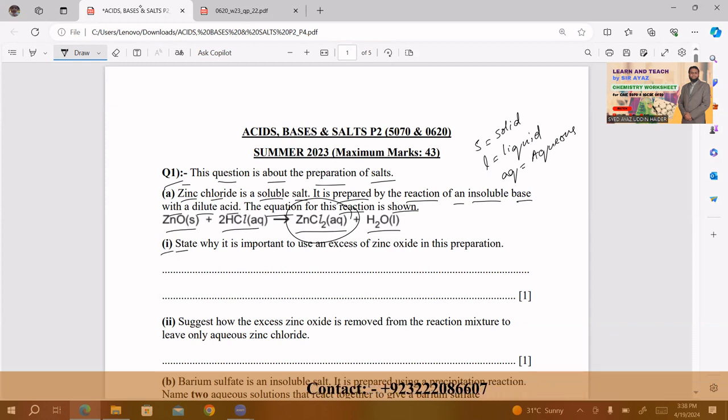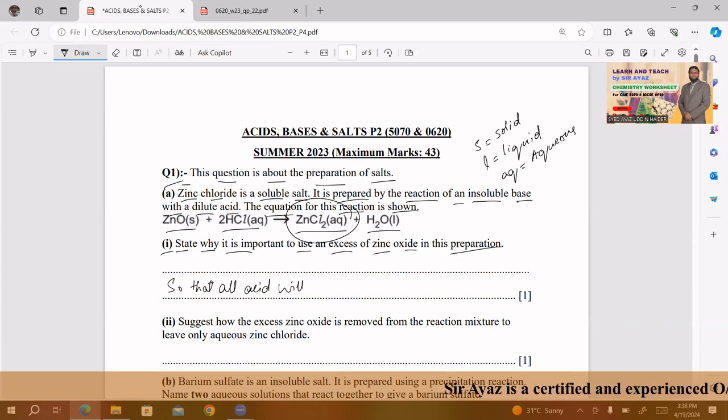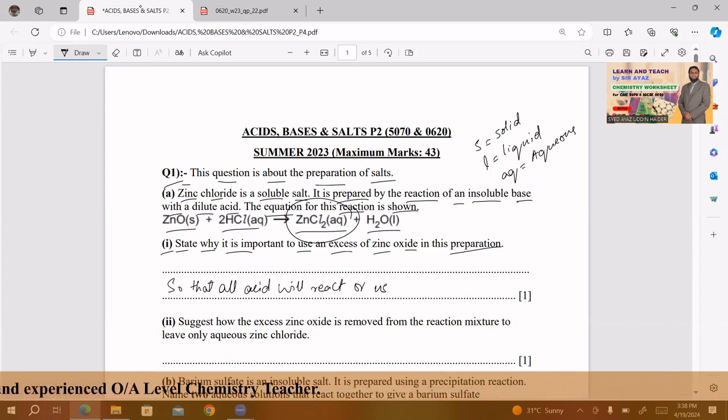Number 1, state why it is important to use an excess of zinc oxide in this preparation. In this preparation, we are using excess zinc oxide so that all of the acid will react with the zinc oxide, so that all acid will react or be used up.